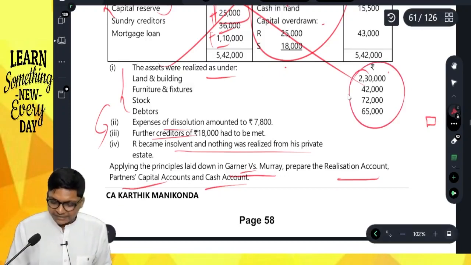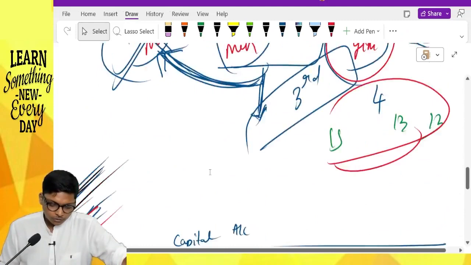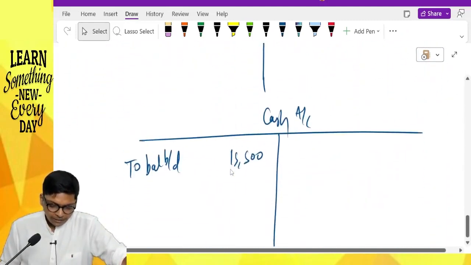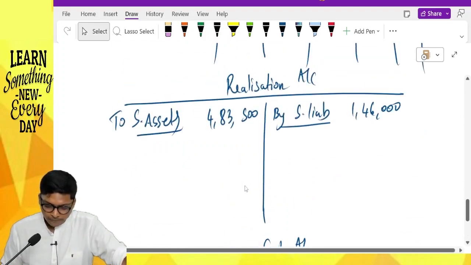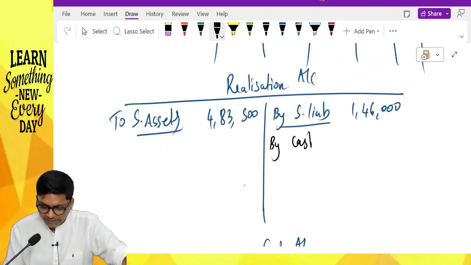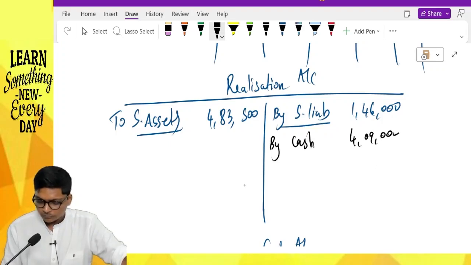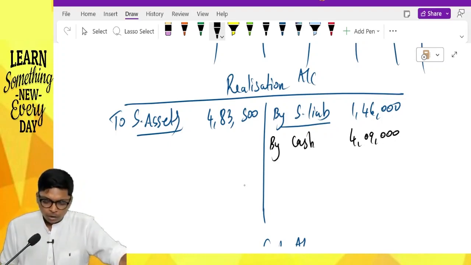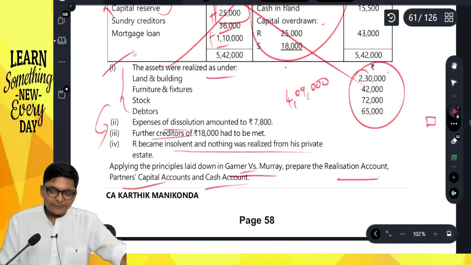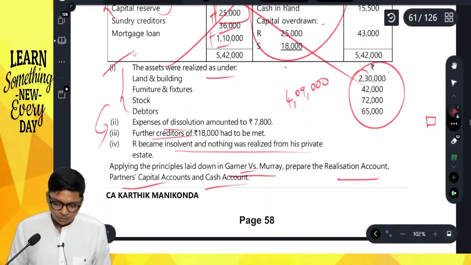So, what is the total of this, guys? 4 lakh? Super. Entry will be bank account debit, 4 lakh 9,000. And here, by cash. Are you done, guys? Understanding? Clear? Any doubts? Fine. Now, we are done with the first adjustment. This you can do combined. Combined, over. Next.